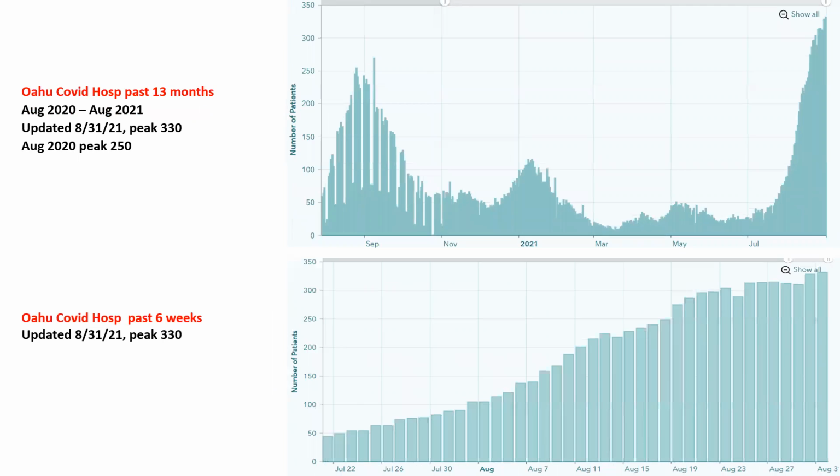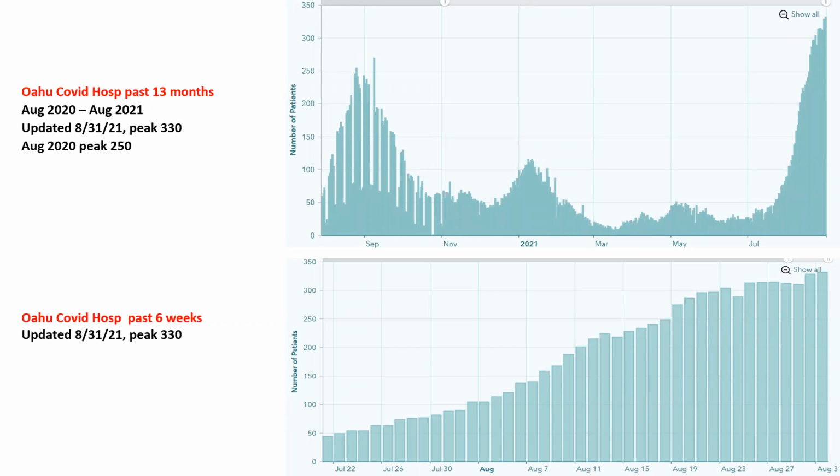Next slide. This is the same, but instead of state COVID hospitalization, this is Oahu COVID hospitalization, but almost the same shape. Over the past 13 months, you can see the peak we had last August, September, and the peak we have today. The peak for Oahu was 250 last year. We're at about 330 now.